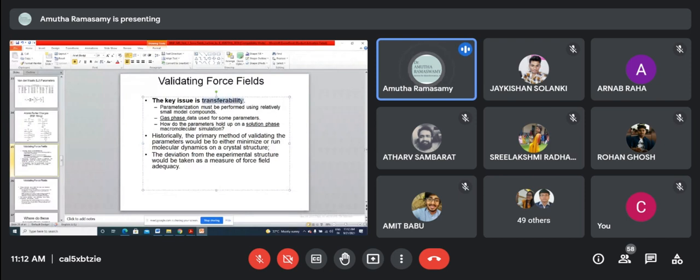So transferability means you are deriving one force field for one particular system. And if that system is anywhere in the environment, and you are able to use the same force field successfully, then the force field that you derived has 100% value.